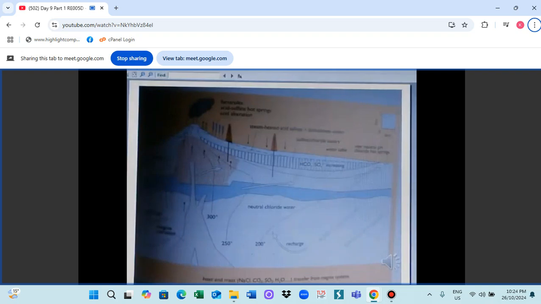So this is geothermal energy. This is for the volcano. The geothermal energy comes out from the volcano. So from here we can utilize a geothermal energy power plant.